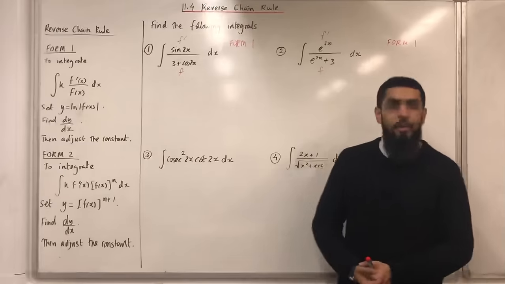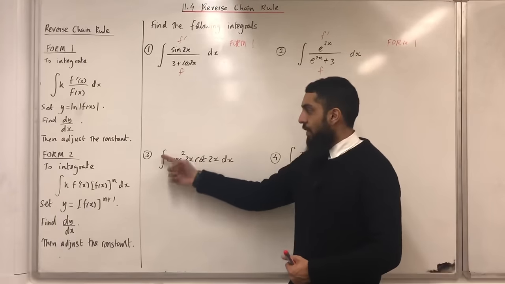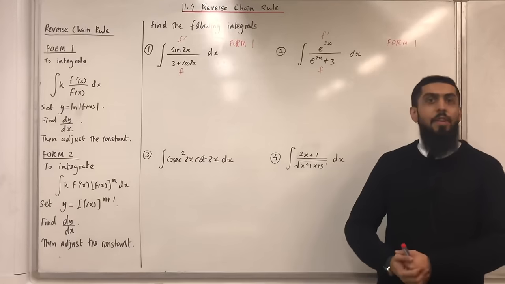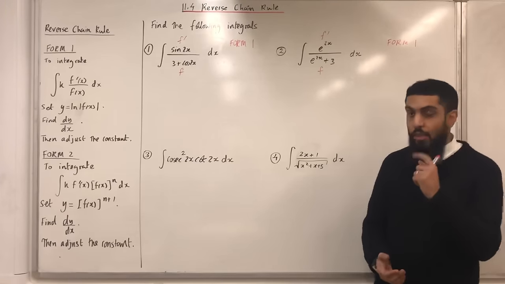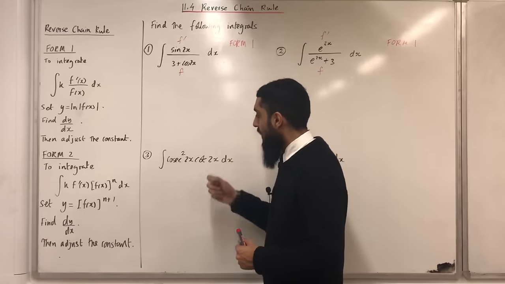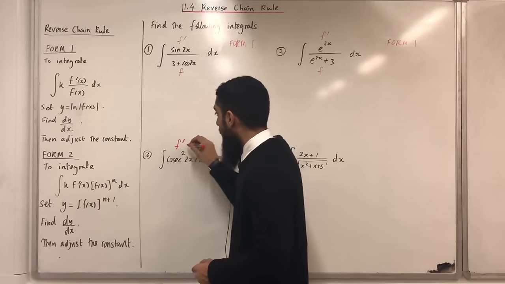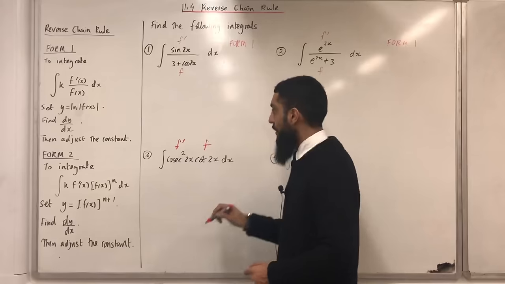1. Moving on to the third and fourth integral. The third integral, integral of cosec squared 2x cot 2x dx. Right, if I differentiate cot 2x, I get minus 2 cosec squared 2x. I do have a cosec squared in front of the cot. Therefore, this particular expression is of the form f dash in front of the f. Hence, this integral follows form 2.